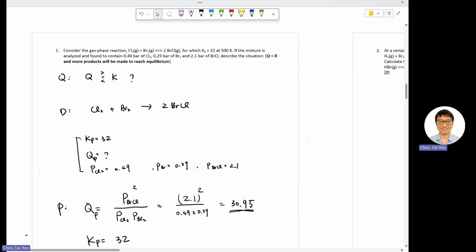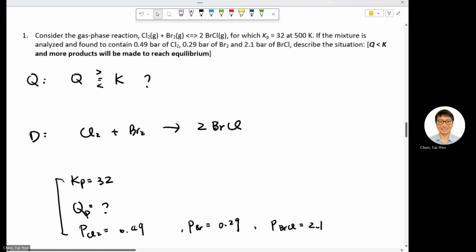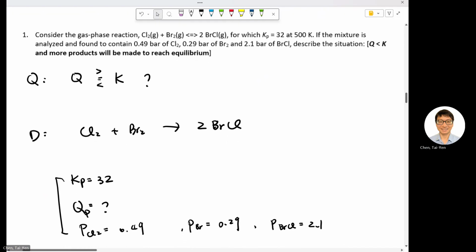Any question for this? How do I know I should use the 0.49, 0.29, and 2.1 to calculate the Q? You guys don't have that question? I give you a series of numbers, so how do I know the numbers are for Q or for K?